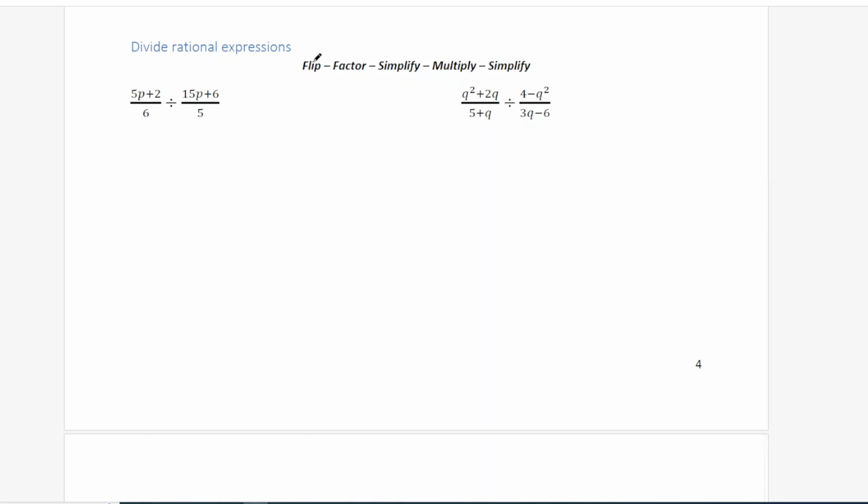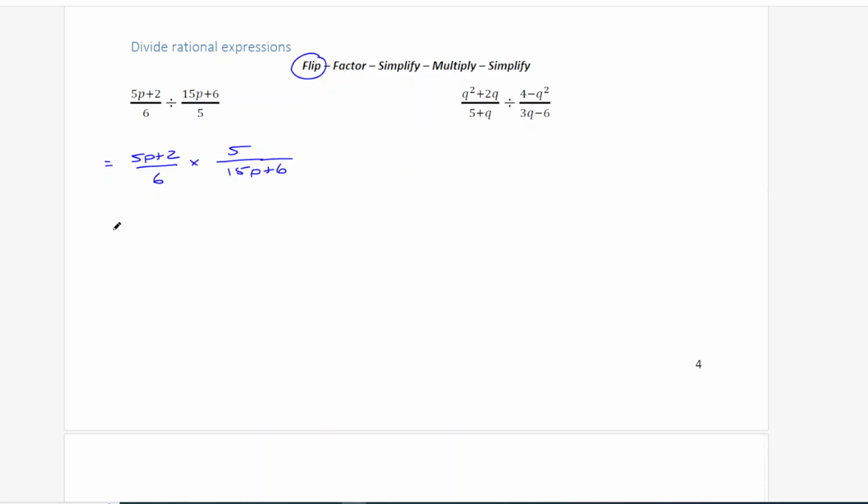So when you look at the steps, there's a step that says flip. After that, it goes factor, simplify, multiply, simplify. What does the flip mean? Well, division is multiplication in disguise, right? To divide, all you have to do is flip your second fraction. And then you change it to multiplication. And from there, it's the exact same as what we did above.